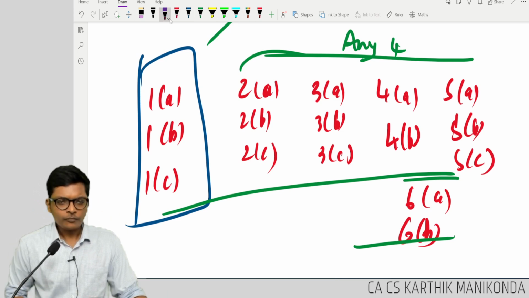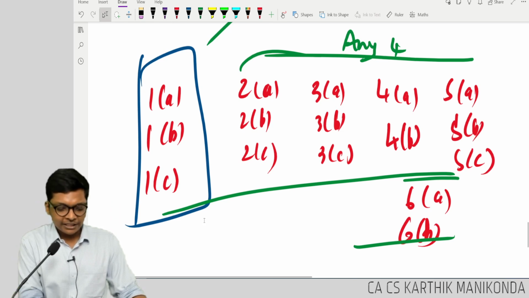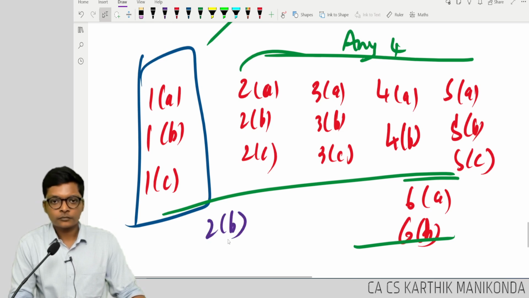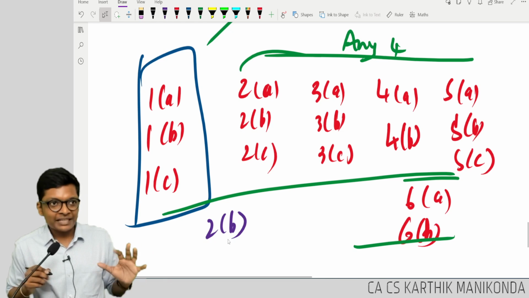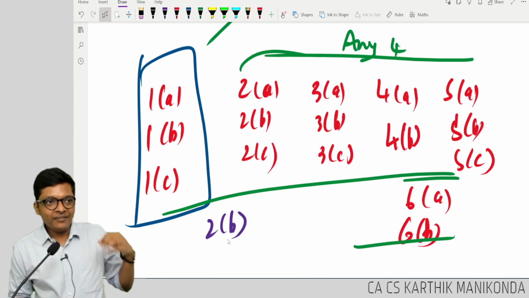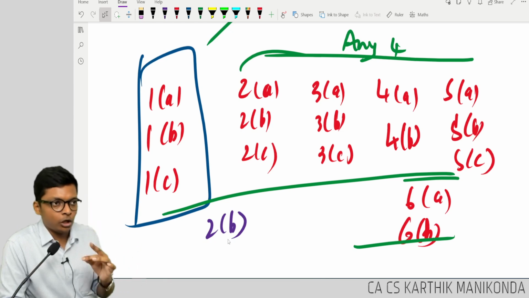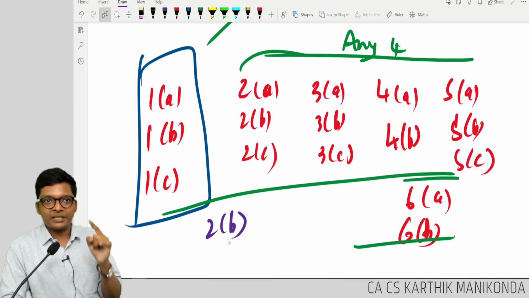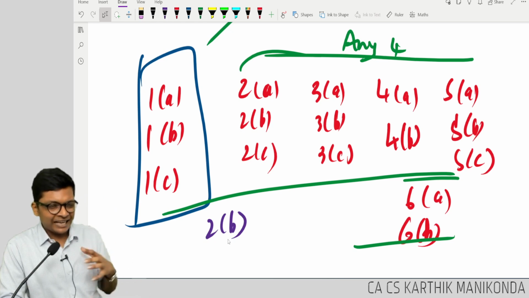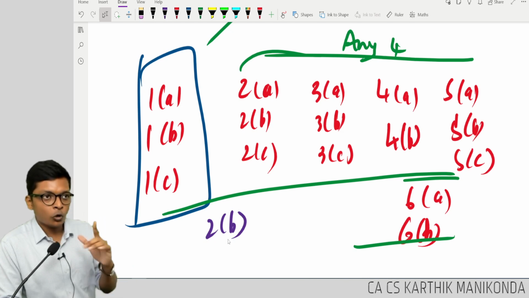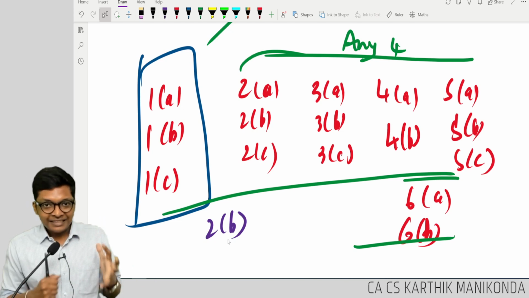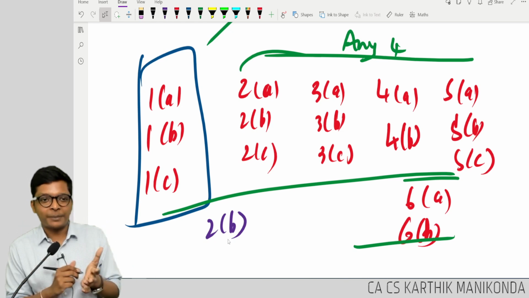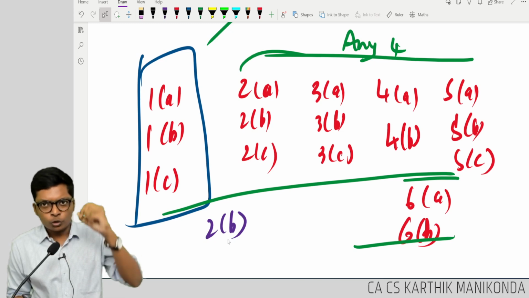Number 2. Can I start my answer sheet with 2B? My first question, can it be 2B? Yes. Always pick a question, for both accounts and law, where the first 20 marks should be the one you know the best. That 100% I will get this. Nobody can take this mark from me. Like that, there will be at least 30 to 40 marks in the paper. Start with the ones you know very confidently.